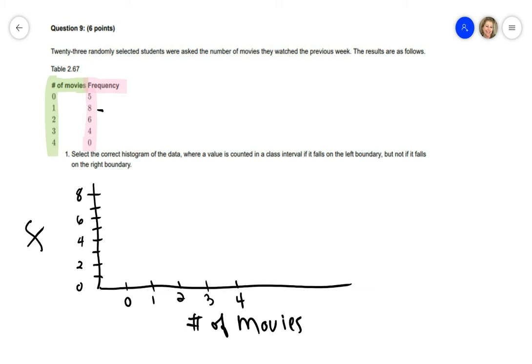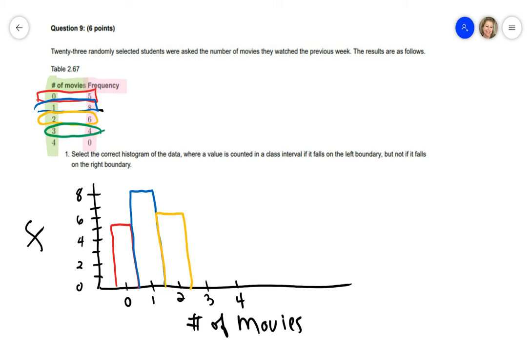So color coding this, for this first one, there were 5 people who watched no movies. So I would need my first bar to go up to 5. Then on the next one, there were 8 people that watched 1. So that bar is going to have to go up to 8. Then on the next one, there were 6 people that watched 2, so up to 6. And then 4 people watched 3, so up to 4. And last, there was nobody that watched 4, so there wouldn't even be a bar, but I guess I could just highlight it with a line.